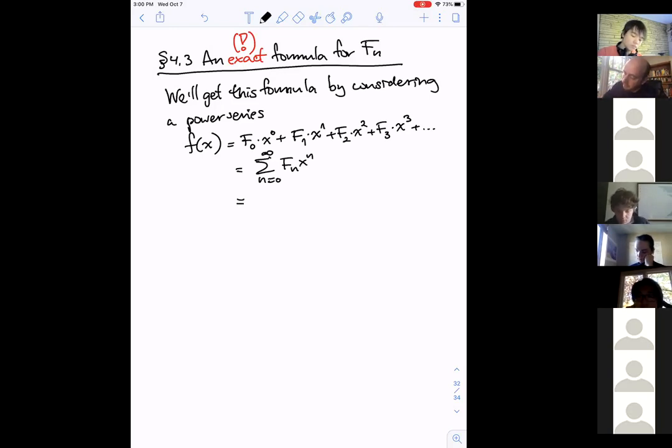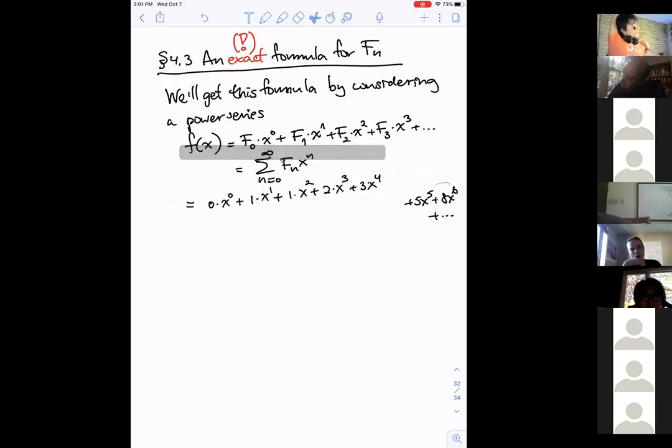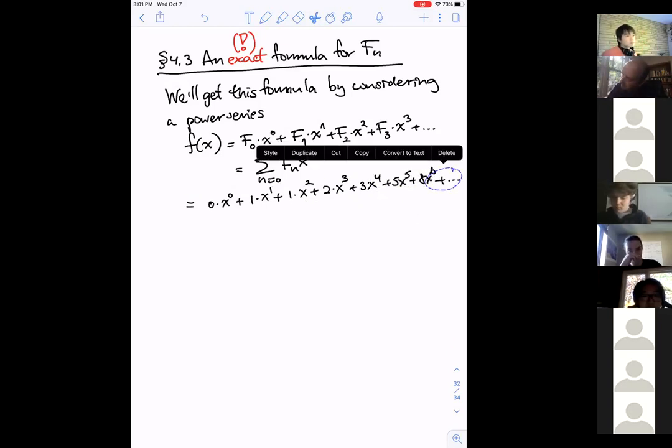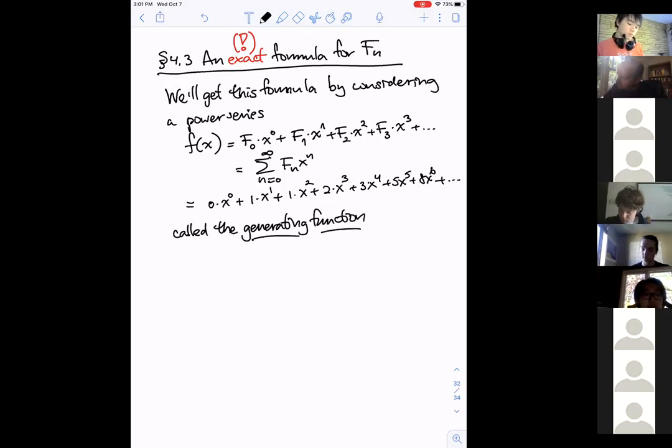And so what do I mean? I really mean in front of x to the 0, so it's going to be 0 times x to the 0 plus 1 times x to the first plus 1 times x squared plus 2 times x cubed plus 3 times x to the fourth plus 5 times x to the fifth plus 8 times x to the sixth, and so on. It goes on infinitely like that as a power series. Maybe let me make that so they can all fit on one line here. Okay. And this is called the generating function for the Fibonacci numbers. And in general, when you have a sequence of combinatorial numbers and you make them the coefficients in front of a power series, you call it the generating function for that sequence. Let me notate the sequence as Fn as n goes from 0 to infinity.